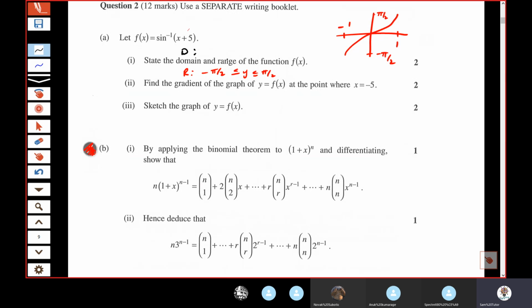And obviously, your domain, what do we do? Replace the x with x plus 5. So it's usually -1 to 1, but now you would say it's -1 less than or equal to x plus 5 less than or equal to 1. Subtract 5 from both sides. The answer we're looking for is x is between -6 and -4.